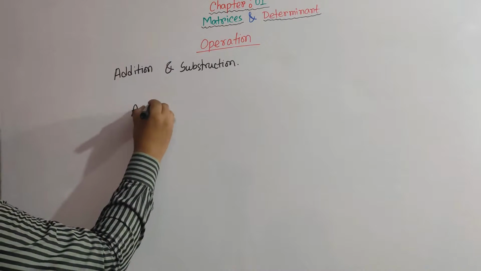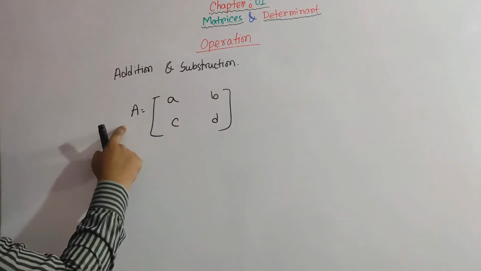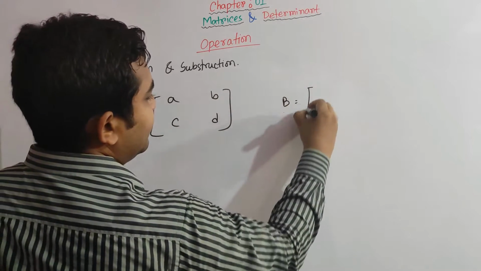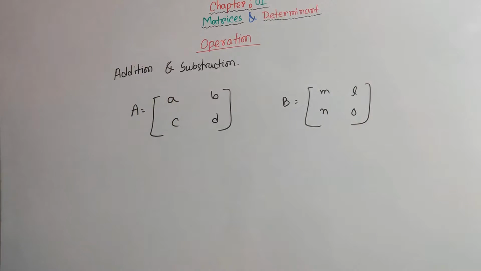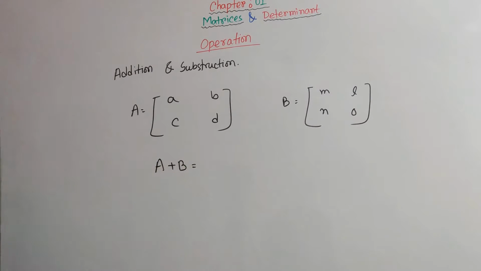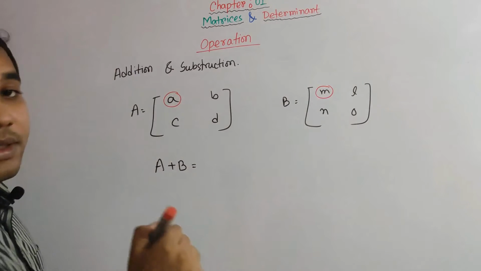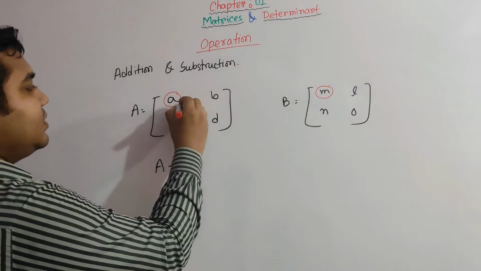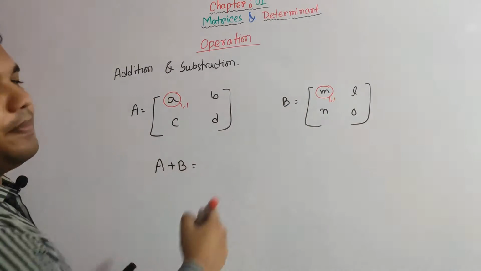Suppose two matrices are A, B, C, D. This is the A matrix, and M, N, L, O is the B matrix. If we add these two matrices, then what will happen? The first part, its order is 1 1, its order is 1 1, so they should be added.